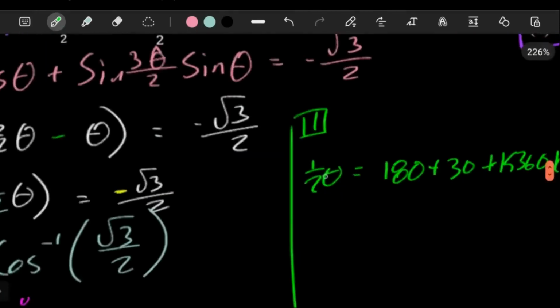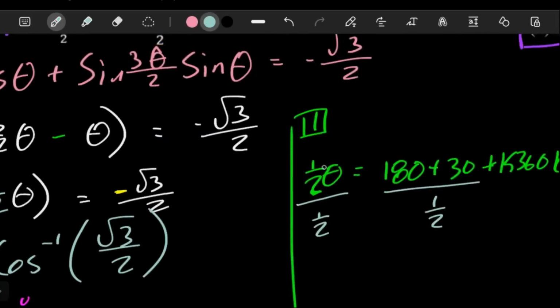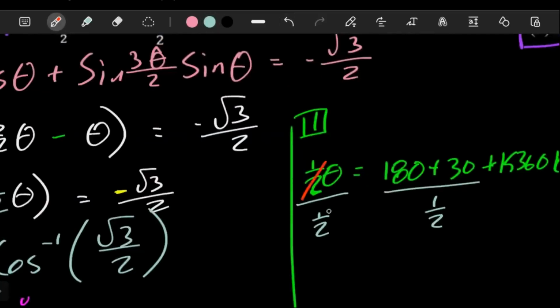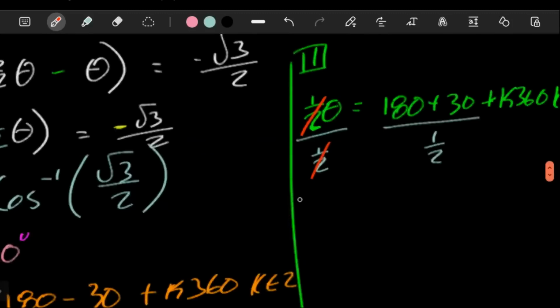Okay, so with all this being done, what do we know now? We're going to divide by a half here, divide by a half here. This cancels that, so this is theta. 180 divided by a half is like 360. Is it? Yeah. It's going to be 360.